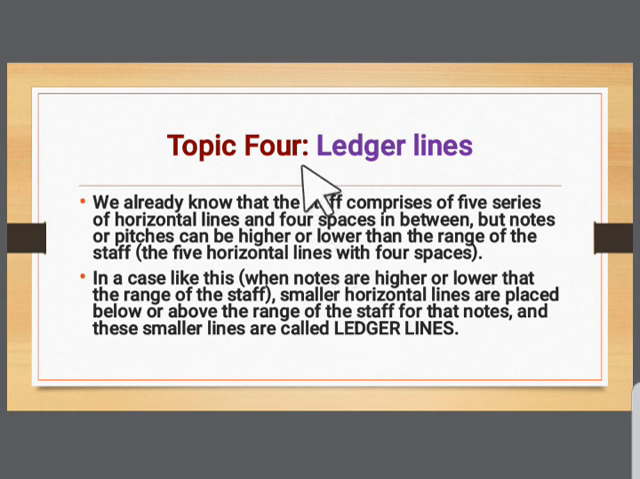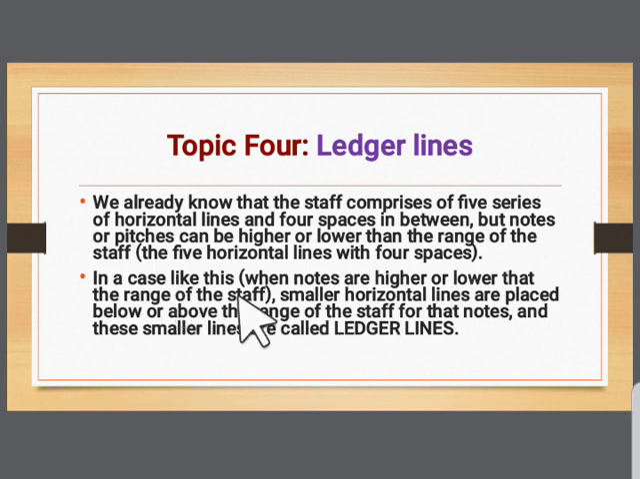We are finished with the lines and spaces. We are moving to the fourth topic, ledger lines. We already know that the staff comprises 5 horizontal lines and 4 spaces in between. But notes or pitches can be higher or lower than the range of the staff.